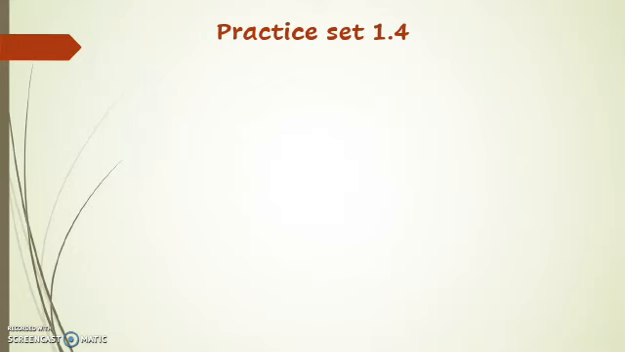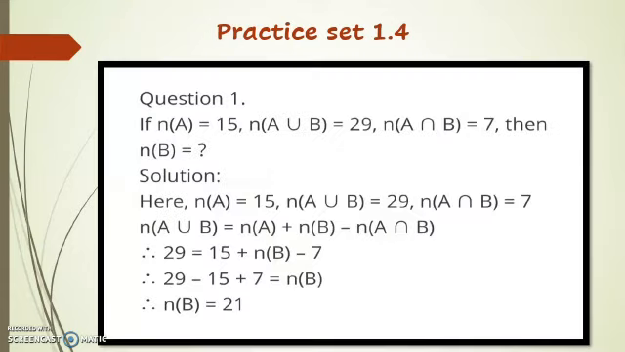Let's do practice set 1.4. Question 1. If number of elements in A is equal to 15, number of elements in A union B equals 29, number of elements in A intersection B equals 7, then find number of elements in B.